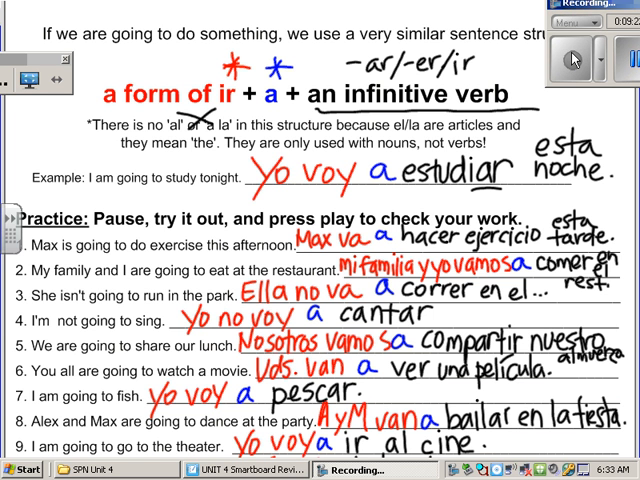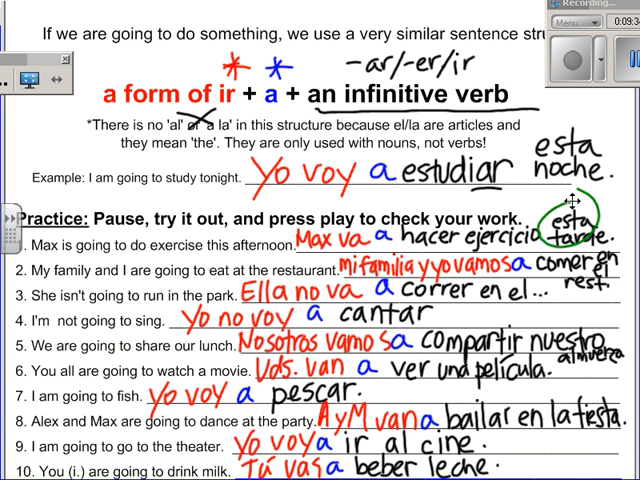Okay, so let's look at the answers here, and you want to check your work. So we see Max is going to do exercise this afternoon. Max va a hacer ejercicio esta tarde, meaning this afternoon. Now we notice that the infinitive here is hacer. The second one, my family and I are going to eat at the restaurant. Mi familia y yo vamos a comer en el restaurante.